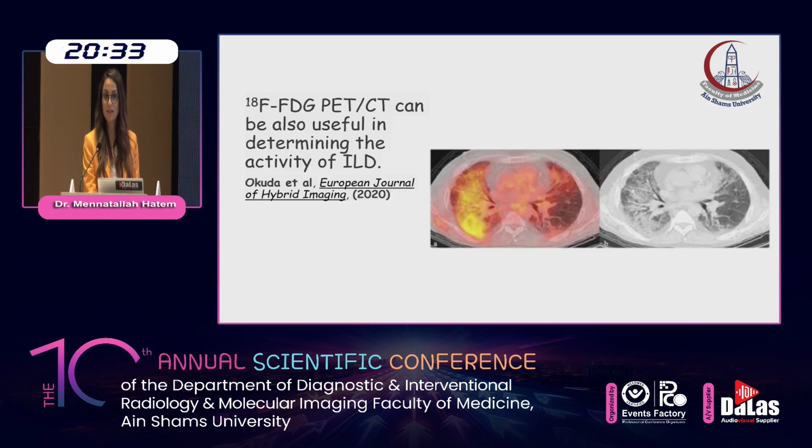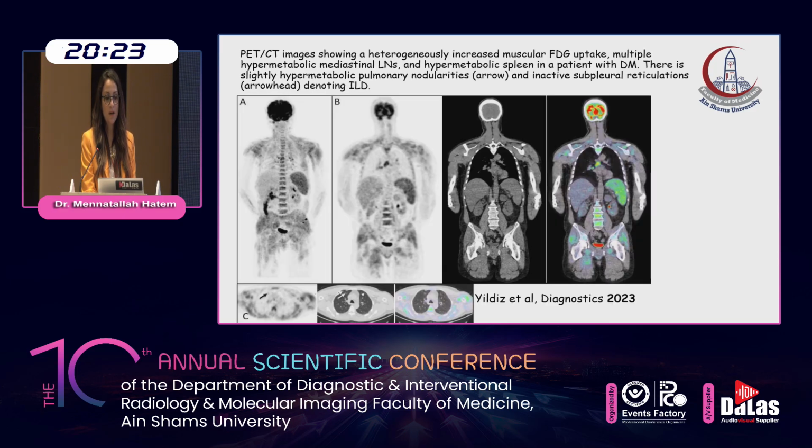PET-CT can help in the assessment of activity of the interstitial lung disease, like in this case, where there is an increased uptake in certain parts of the lung. This is another case of PET-CT showing heterogeneously increased muscular FDG uptake with multiple hypermetabolic lymph nodes and hypermetabolic spleen in a patient with dermatomyositis. And the arrows here show some pulmonary nodules with low or inappreciable FDG avidity, indicating that there is an interstitial lung disease but not in an active stage.